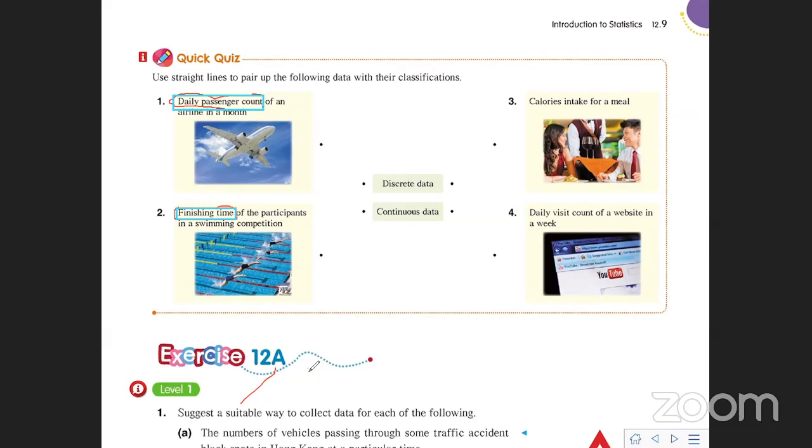I will explain nominal data later, after finishing this exercise. And then calories. It means when you eat, how many calories you have taken in. And then for this one, daily visits count. For websites, it means for every day, how many visitors to that website. Therefore you identify these 4, whether they are discrete data or continuous data. Right. Anyone want to try?